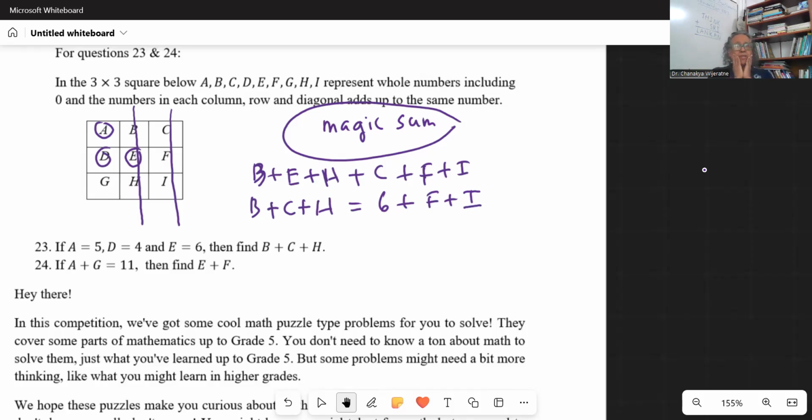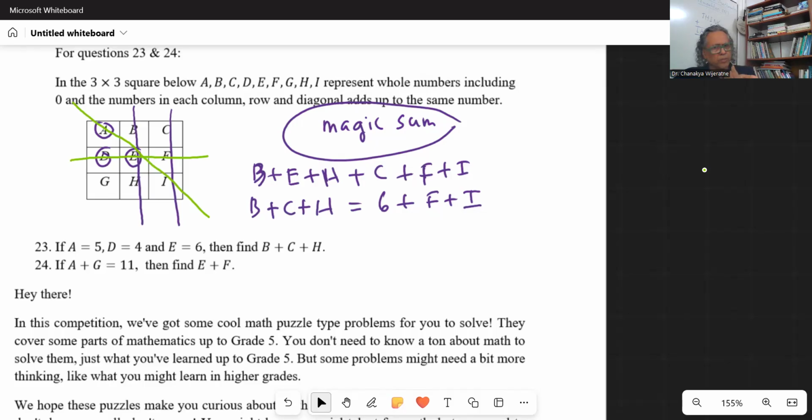If I know F plus I, we can find B plus C plus H, but we don't know. So I'm doing some visual thinking, and I'm going to get a different color. Since F is there and DE I know, I'm going to look at this row, and then there's I in this diagonal, and AE I know.